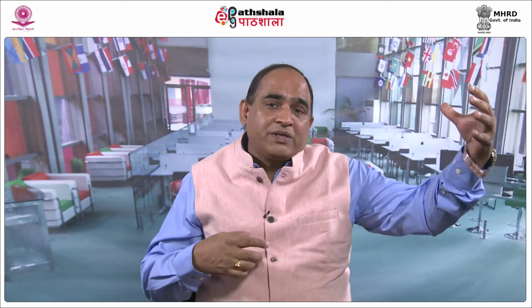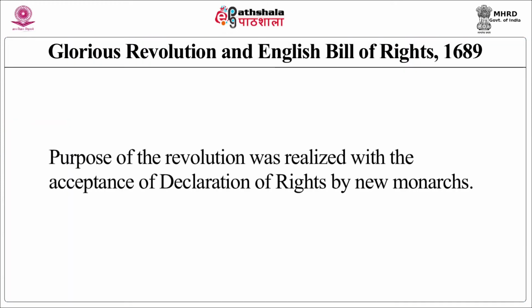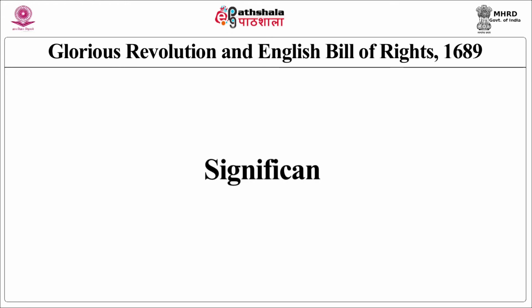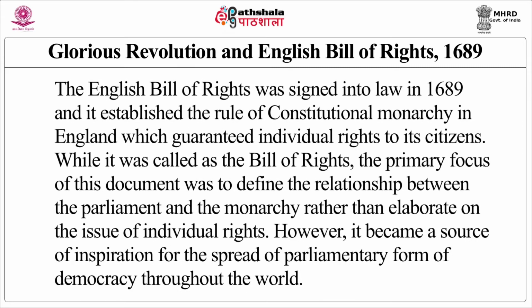The objective behind this revolution was to establish the supremacy of Parliament. It was realized with the acceptance of the Declaration of Rights by new monarchs. What is the significance of this development? The English Bill of Rights was signed into law in the year 1689, and it established the rule of constitutional monarchy in England. It guaranteed individual rights to its citizens.